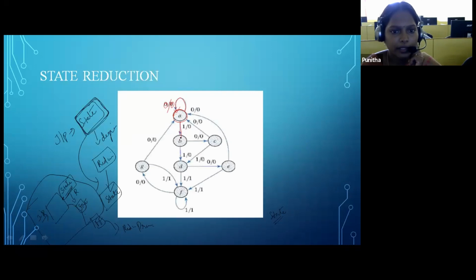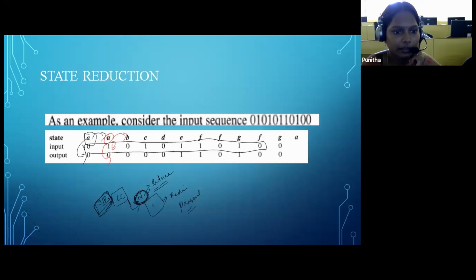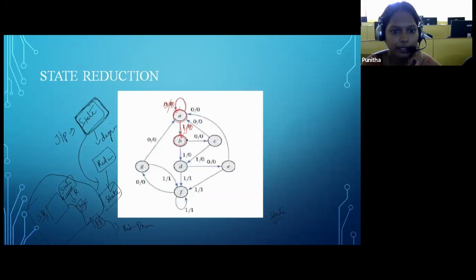In this state I'm applying the input 1. After applying 1, I will get the output 0. The next state I have attained is B. Now I am in current state B, in which I am applying the input 0. I will get the output 0 and produce the next state C.